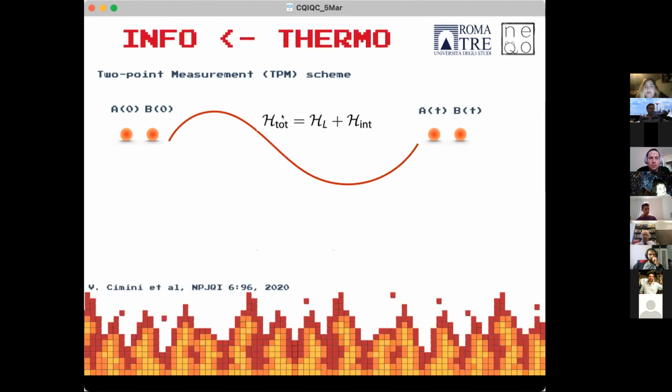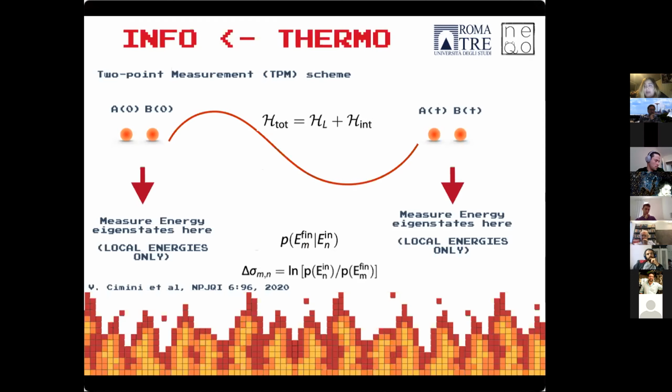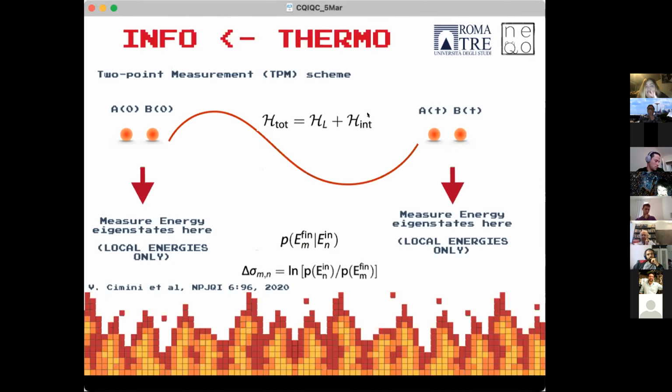And we divide the Hamiltonian of the evolution as the local Hamiltonian plus an interaction Hamiltonian. What we do is we perform a measurement on the energy eigenstate of the 2 qubits at the beginning and at the end of the interaction. And we only perform it on the eigenstate of the local energies. By doing so, we can retrieve the energy probability distribution and the entropy production distribution.